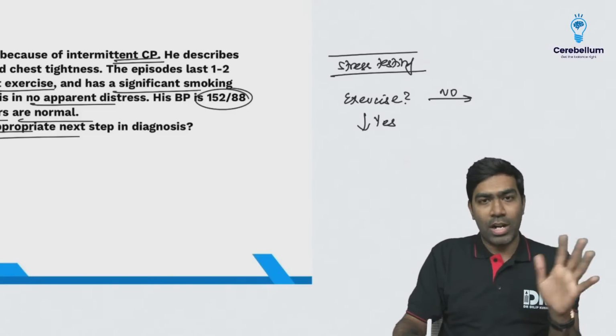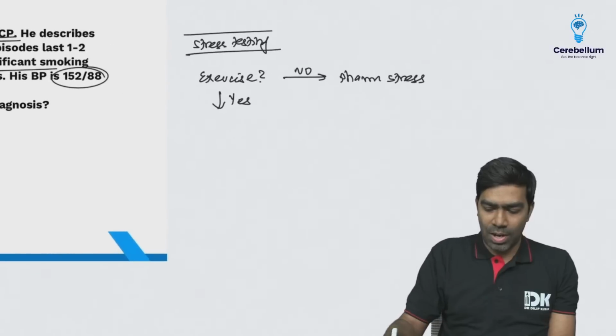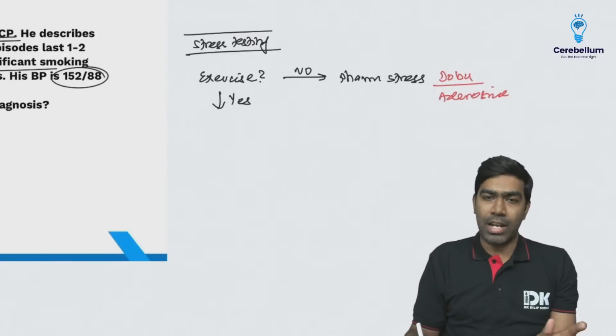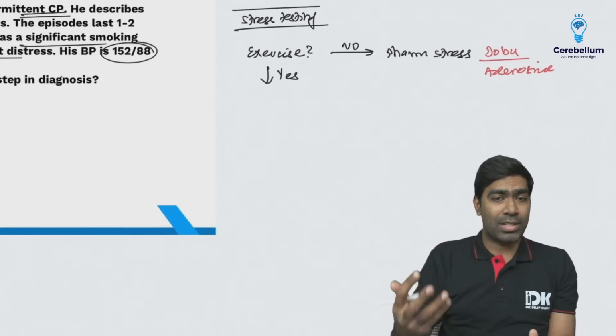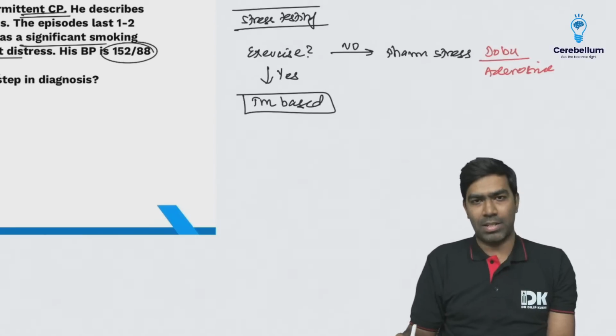If the patient is not able to exercise, then you are going to use a pharmacological stress. What are the options for pharmacological stress? We can use dobutamine, we can use adenosine, or you can use another newer drug called regadenoson also, which is more selective for the vessels. If the patient is able to exercise, then you have to go for a treadmill-based test only. There's no doubt about that. You have to use a treadmill-based test.